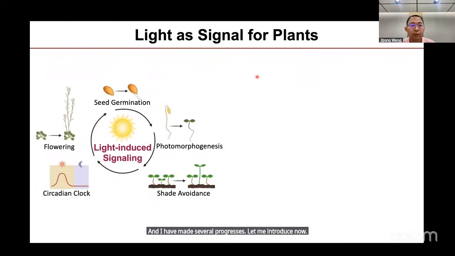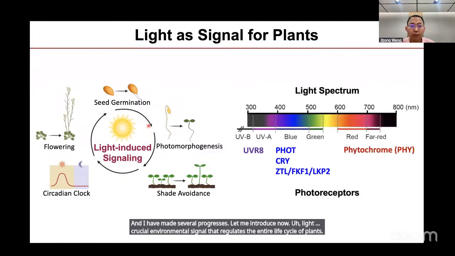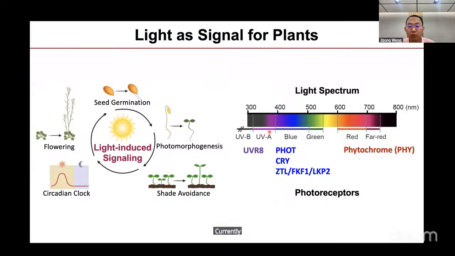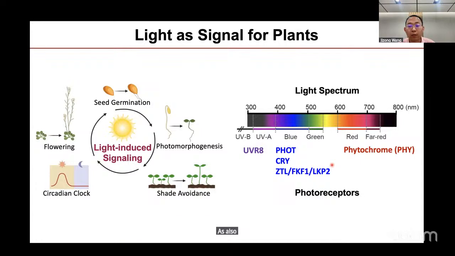Light is a crucial environmental signal that regulates the entire life cycle of plants. Currently studied plant photoreceptors mainly include the UVB receptor UVR8, blue light receptors such as phototropins and cryptochromes, and the red or far-red light receptor phytochrome, also PHY for short. Our lab mainly focuses on phytochrome.